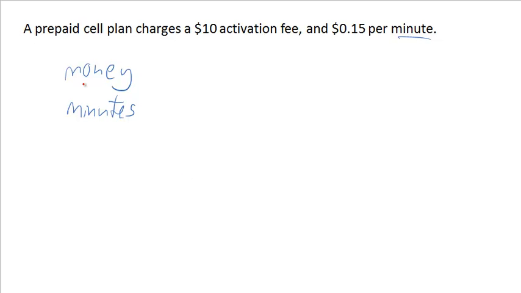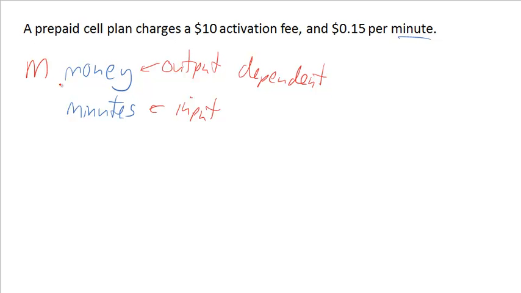So in this case, which of these depends upon the other? Well, you can probably tell that money is going to depend upon the number of minutes. So this is going to be my output, or what we call the dependent variable. And then this one is going to be my input, which we also call the independent variable. And I actually want some variables here. So I'm going to go ahead and do M for money and maybe T for minutes to represent time. I don't want to use the same letter for both.